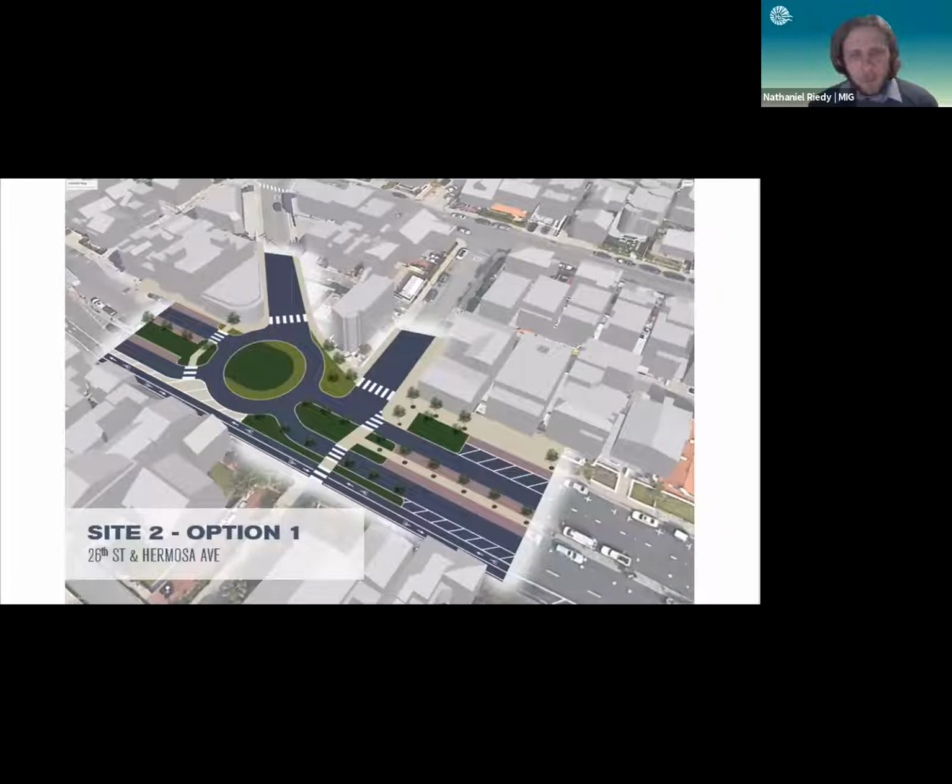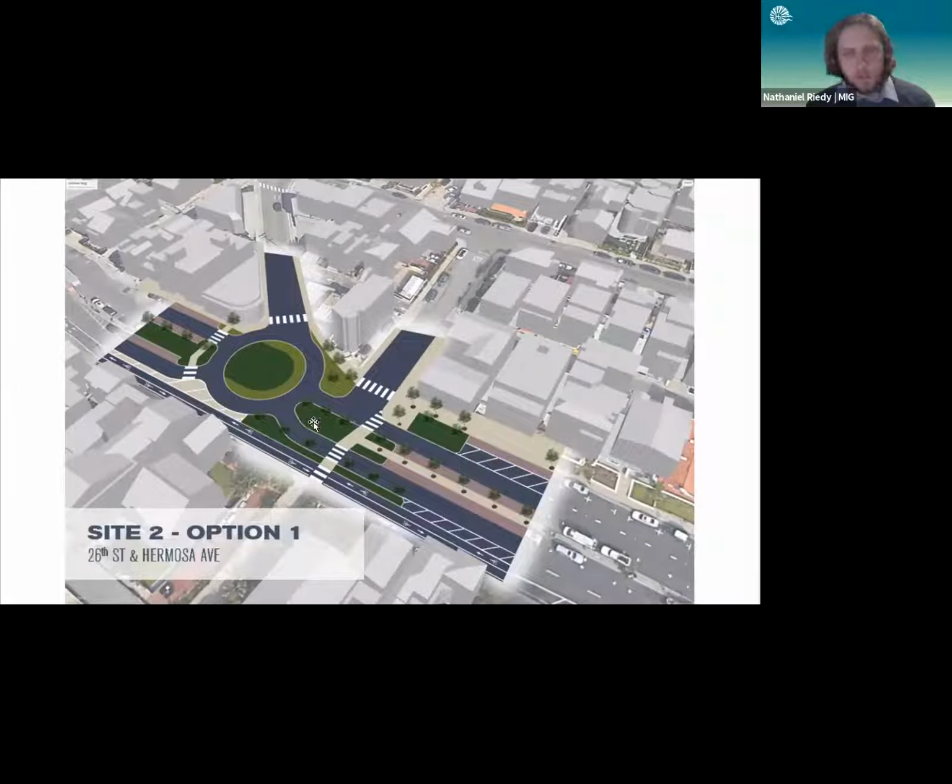And then we've indicated here on the screen, using similar colors to the previous site, locations where permeable pavement could be used, and dark green areas indicating locations where we could use bioretention basins or bioretention planters.